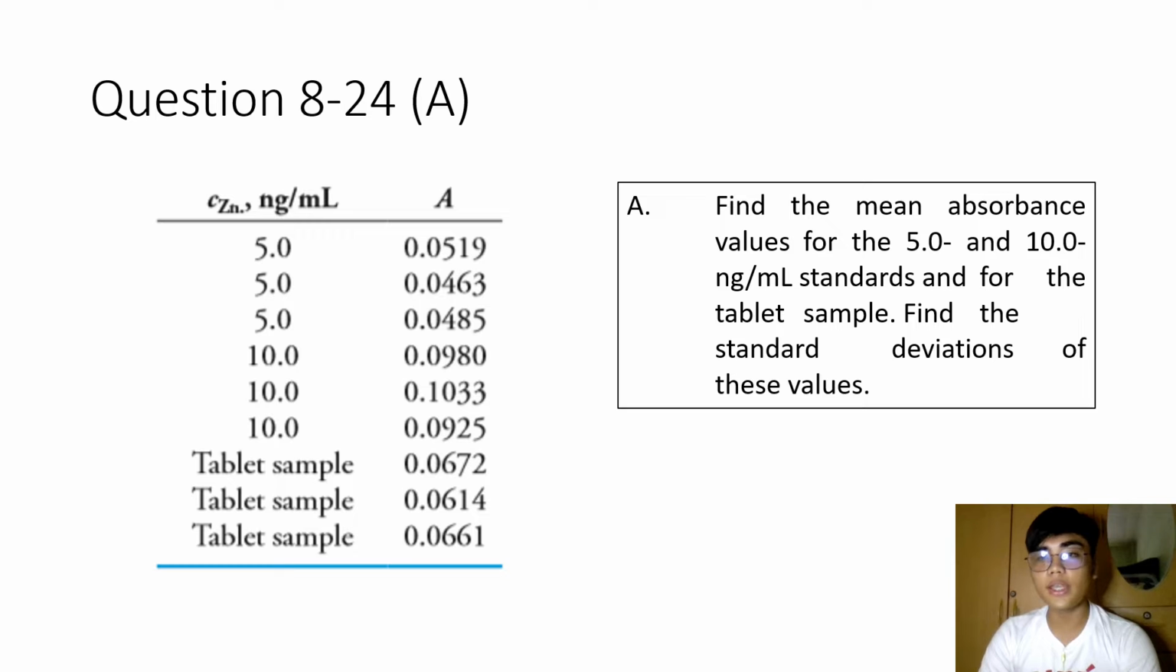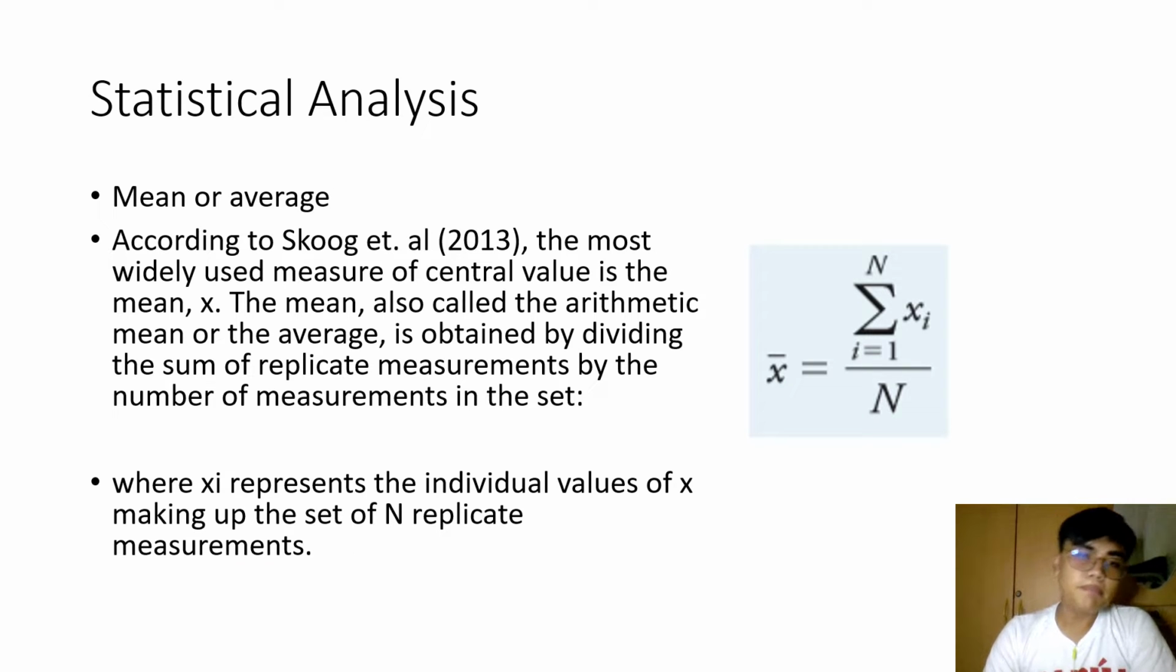So for letter A, find the mean absorbance values for the 5.0 and 10.0 nanogram per milliliter standards and for the tablet sample. Find the standard deviation of these values. For the brief background, we have here statistical analysis pertaining to mean.